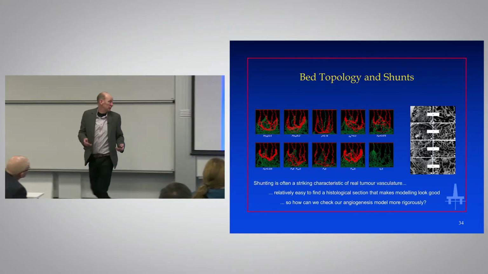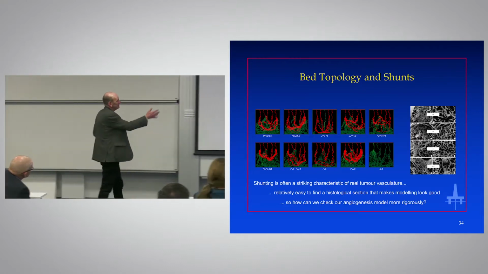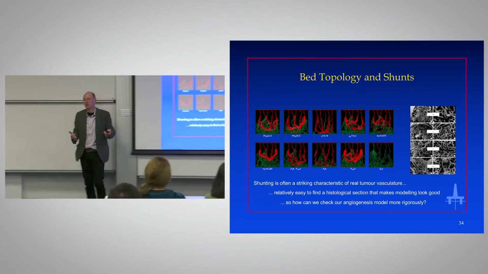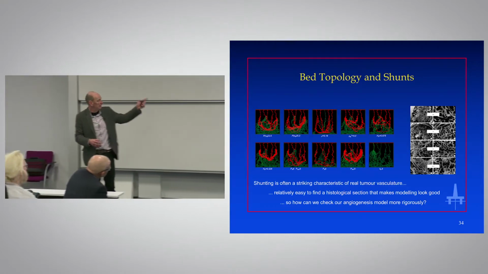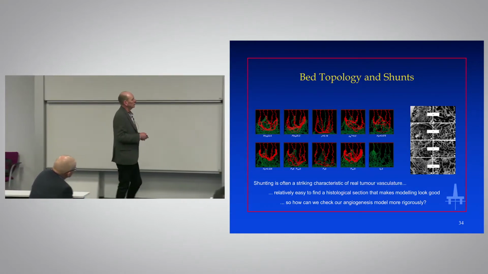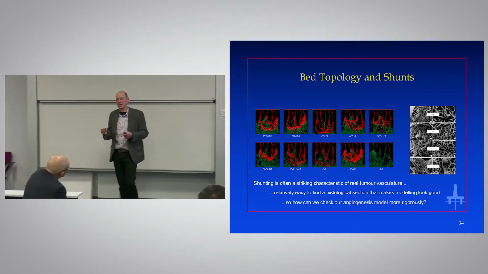And so you can go to the literature and look at a lot of these histological sections of tumour vasculatures, and it's fairly easy to find something that looks as messy as this. So it's not a great test of the model. So you get a messy vasculature, you get shunting, and you can find a lot of pictures that look similar. So it's not a good test of the angiogenesis model. So is there a better test of the angiogenesis model?